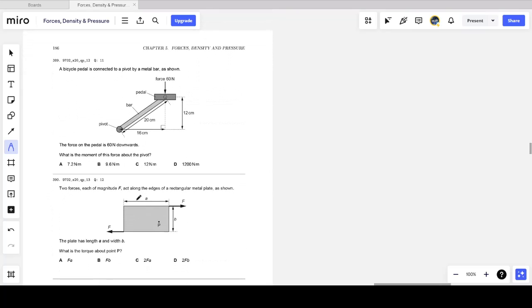Now the next question is 389. It comes from the summer 2020 exam. It's question paper 1, variant 2, and it's question 11 from that paper. So quite an interesting one.